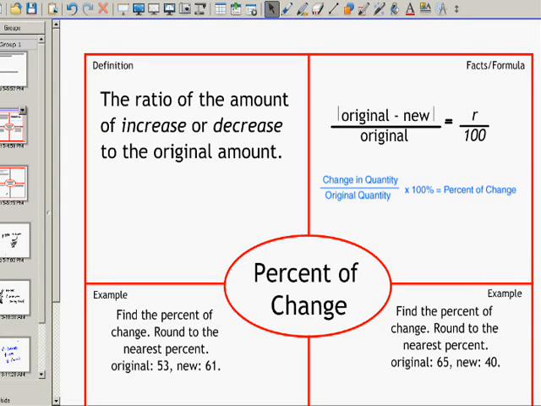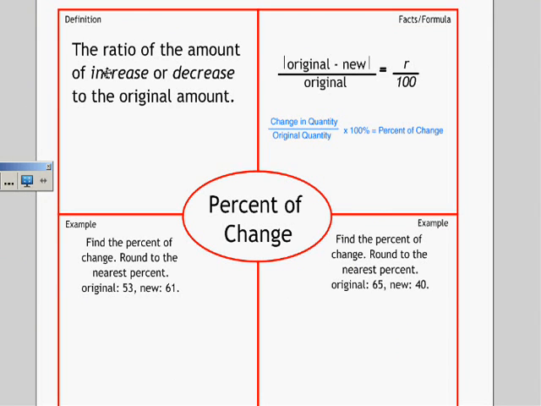This lesson is on percent of change. Percent of change is used a lot in the business world or just stores in general. So if you go to a store, there's a percent of change, either a markup or a discount, and we'll get to that in just a little bit. But that's how stores determine how much they're going to charge for something.